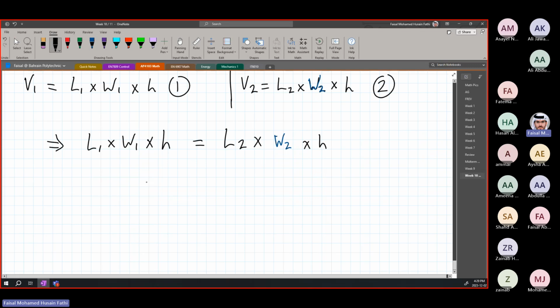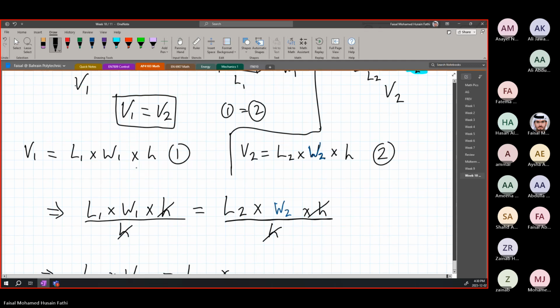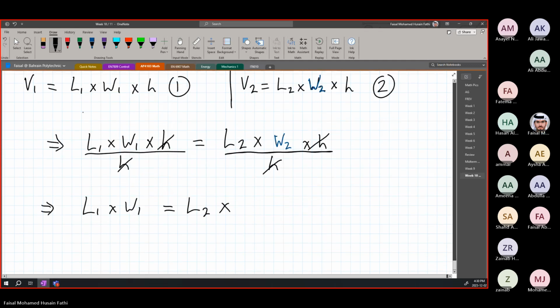What else can we do here? We know that this H is equal to this H. We could just divide both sides by H. What will happen? The H's will cancel out. What is left for us? L1 times W1 is equal to L2 times W2.